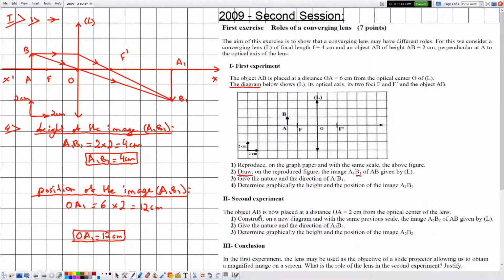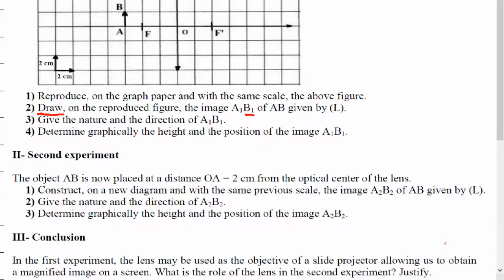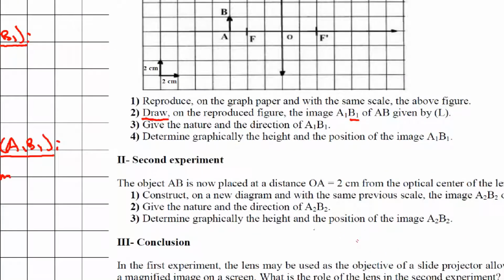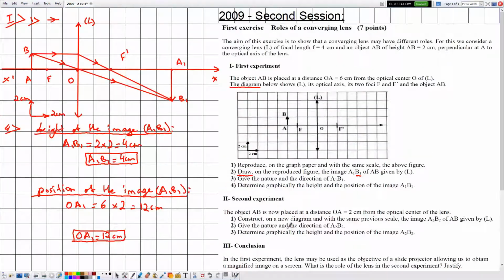Now in the second part, they are telling me the object AB is now placed at a distance OA equal to 2 centimeters from the optical center of the lens. So number one, they are telling me construct on a new diagram on the same previous scale the image A2B2 of AB given by L. Since they told me on a new diagram, then we need to construct a new optical system corresponding to the new position of the object, because now the object AB is at a distance OA equal to 2 centimeters from the optical center of the lens. Whereas in the first part, the object AB was placed at a distance OA equal to 6 centimeters. So let me make some space here.